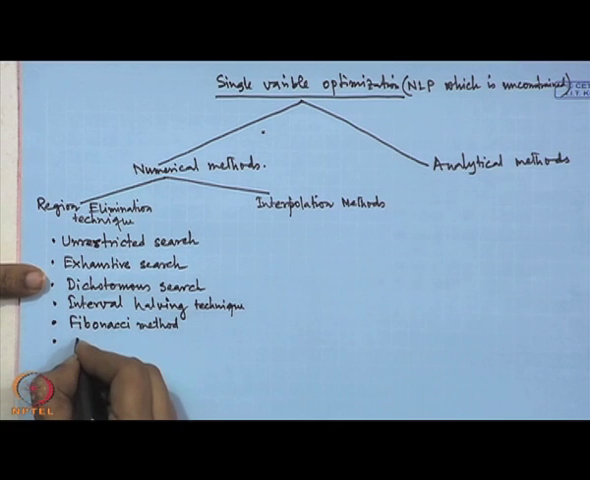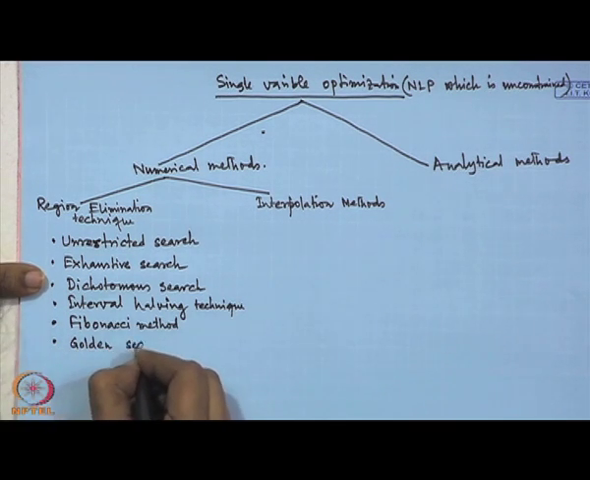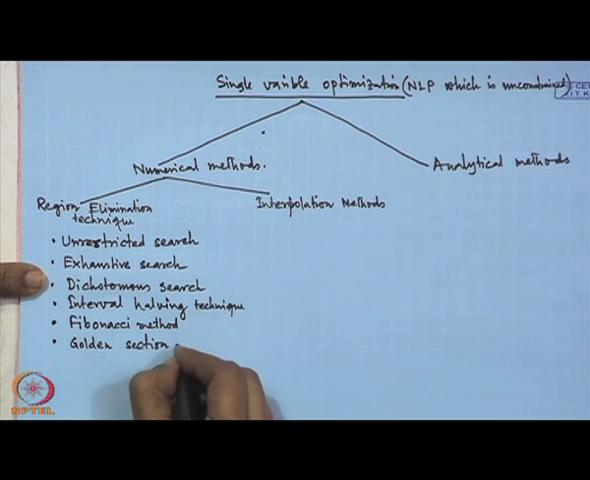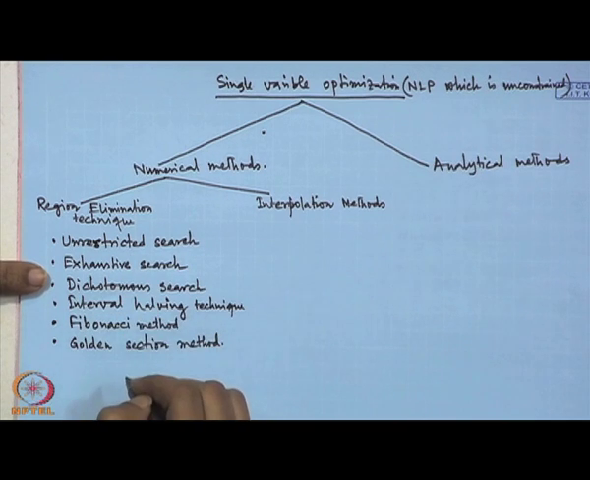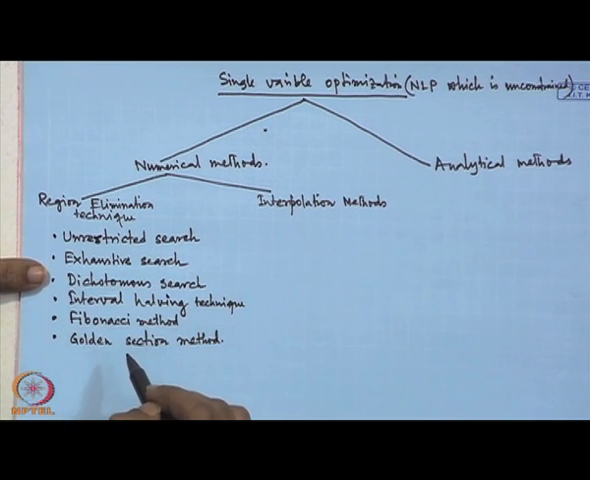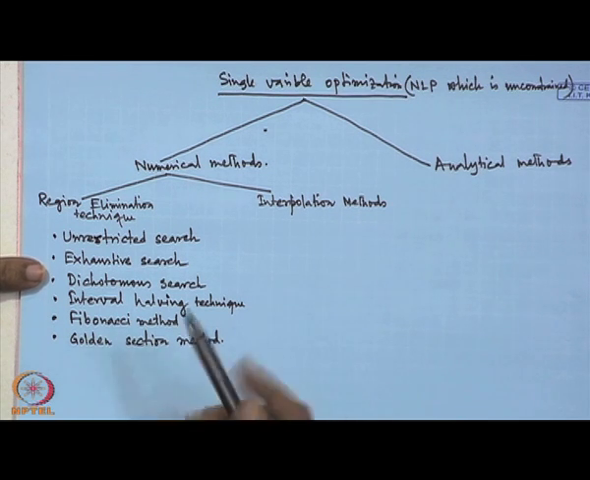Then is the golden section method. All these methods can mainly be categorized as region elimination techniques. What is the meaning of that? I will tell you later on.